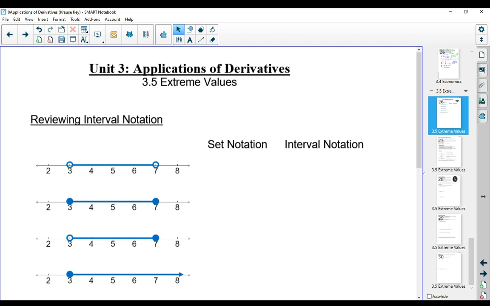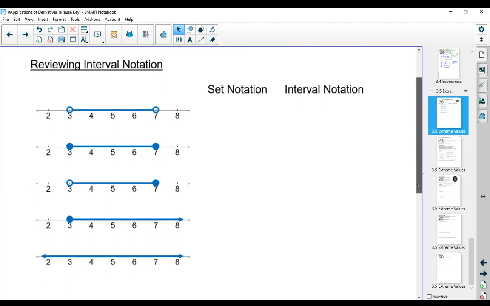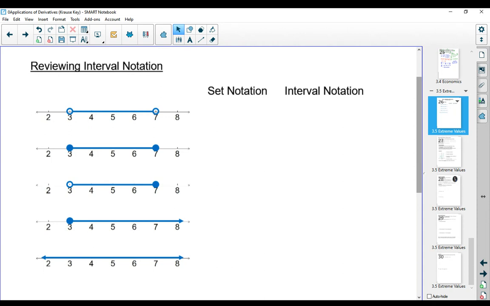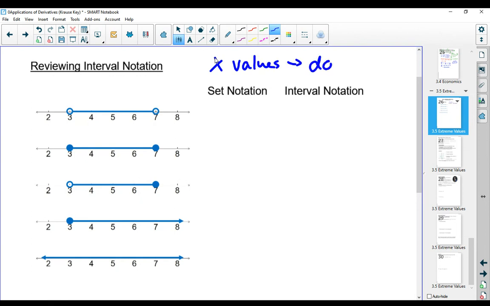All right, so we're going to be moving on to the second part of this unit. It's actually 2 chapters in your textbook combined into 1 unit. We're still looking at applications of derivatives, but we're going to start looking at extrema, so maximums and minimums. Now, before we get into that, we're going to take a quick look back at interval notation, and we're going to look at it specifically in terms of x values or the domain of a function. And this is just because we're going to be using it throughout this part of the unit.